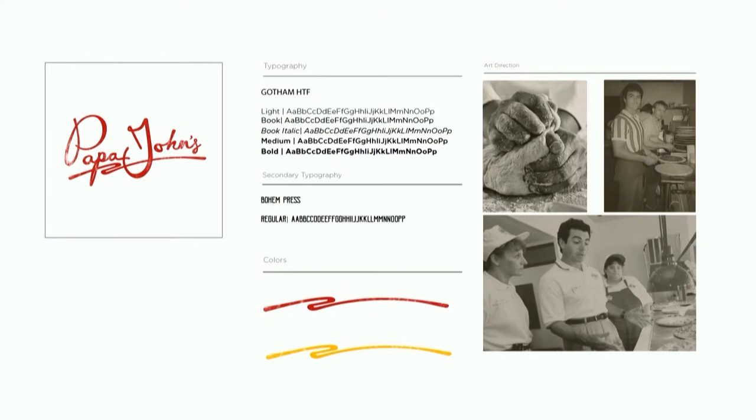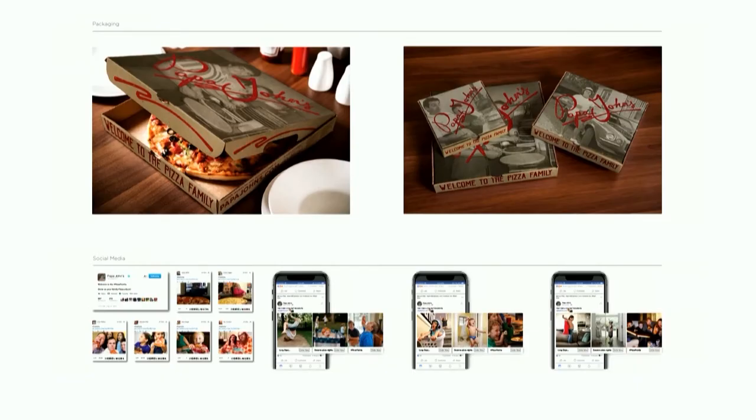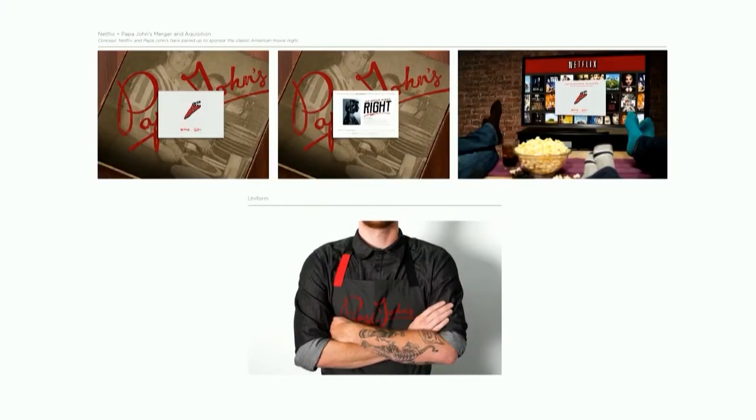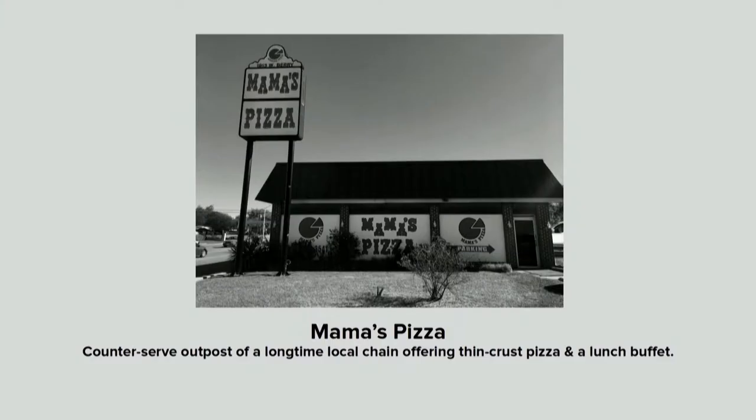So she wanted to use his signature and more retro photos, kind of sepia photos of him himself, and how she might do the packaging and then also a social media application, and then also a merger with Netflix, and how the buff-looking guy, I should tell you, most of my students are young women, you'll see buff-looking guys with logos on it in their identities.